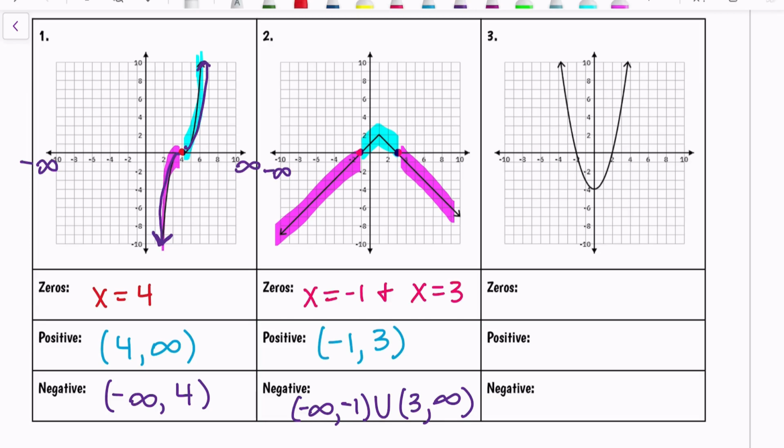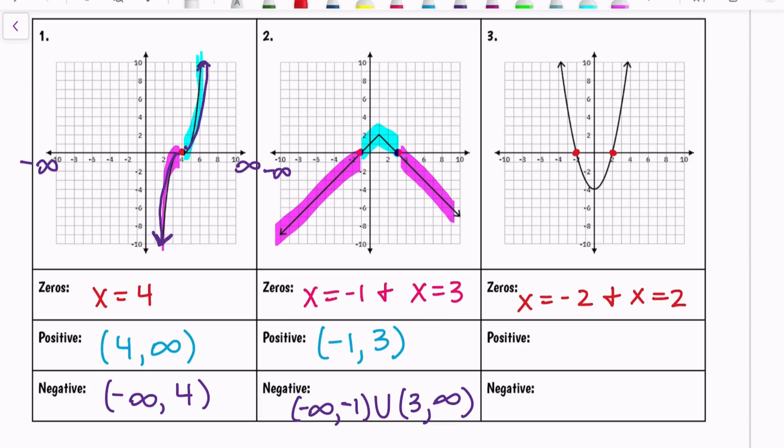Remember that you can pause these at any time and try the questions before continuing to watch. Number 3, I'm going to find my zeros. They are at -2 and 2. Those are going to be my critical points here.